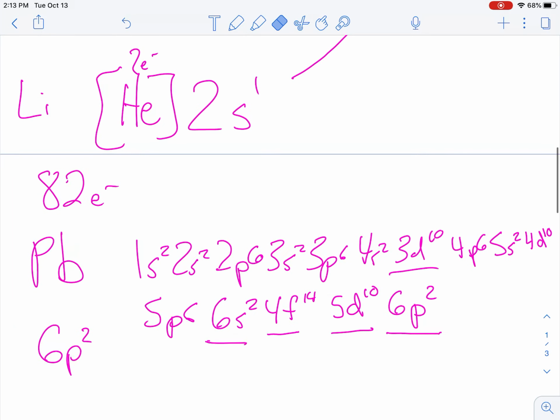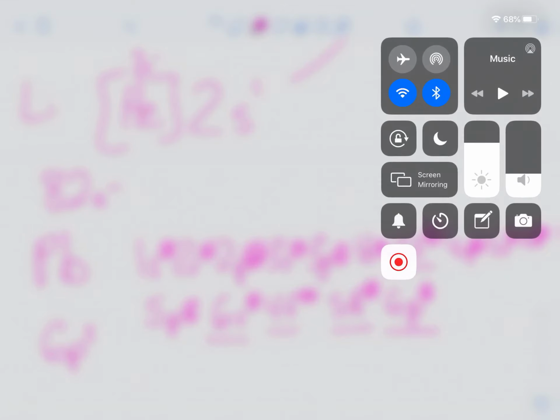Cool. Let's count them up. Make sure we got it right. So 2, 4, 10, 12, 18, 20, 30, 40, 50, 60, 70, 82. That's how I count. Makes sense to me. Makes sense to you?